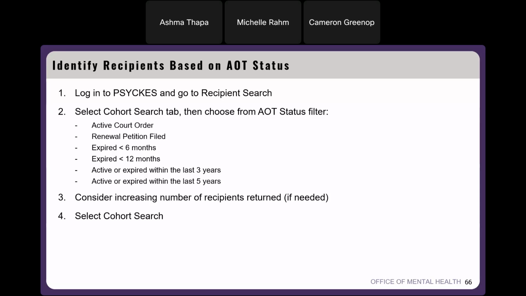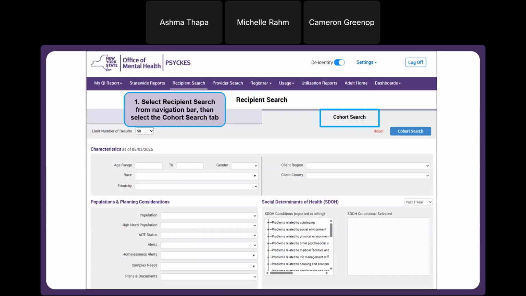Then you can also consider increasing the number of recipients returned. As we mentioned before, the default number is 50, but there are plenty of applications in which you might need to see more recipients who meet your criteria. And then you would just select cohort search. So let's take a look at what this would actually look like in the application.